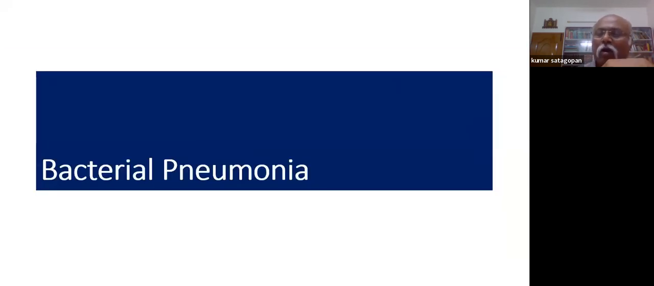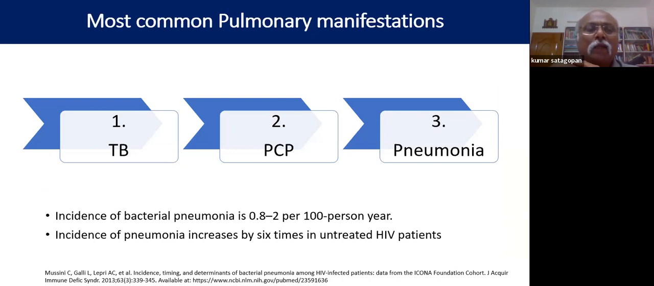So now we have discussed two common things, tuberculosis and Pneumocystis jirovecii pneumonia. Now coming to bacterial pneumonia, which is the third most common respiratory opportunistic infection. These are the three types: TB, PCP, pneumonia. The incidence of pneumonia increases by 6 times in the untreated HIV population compared to the normal population.